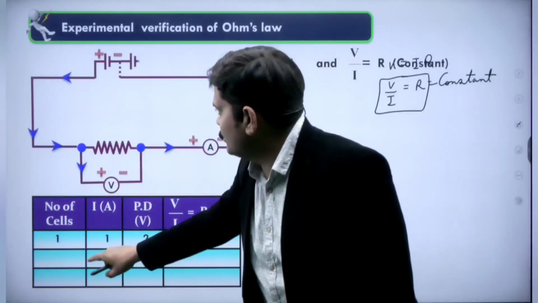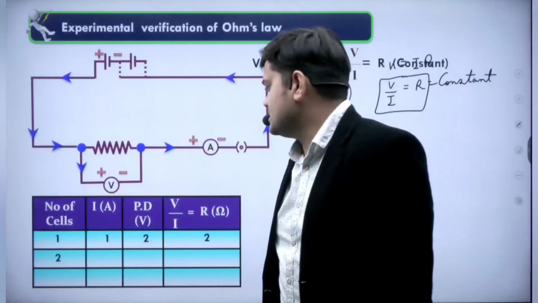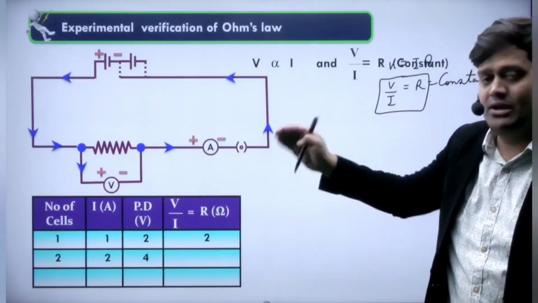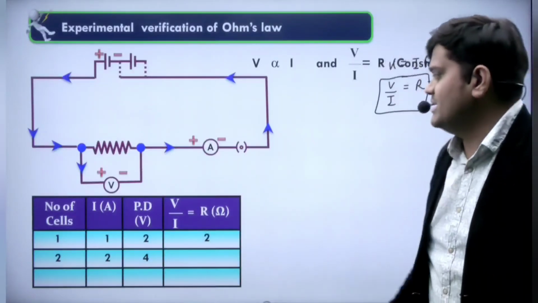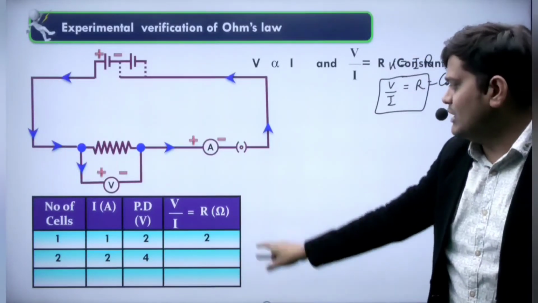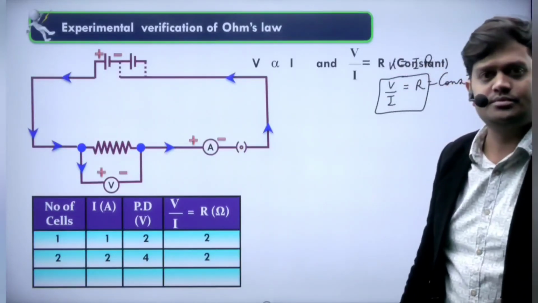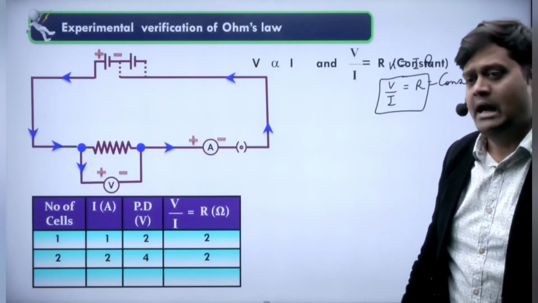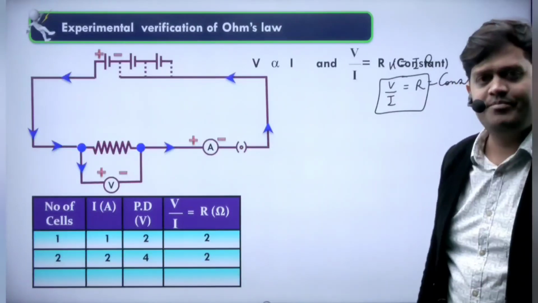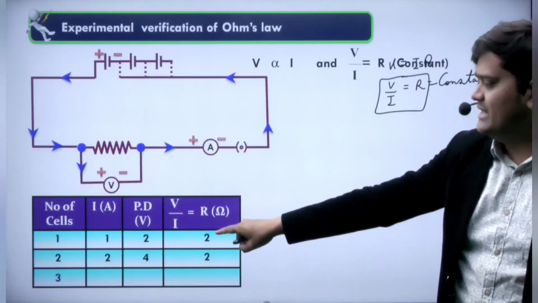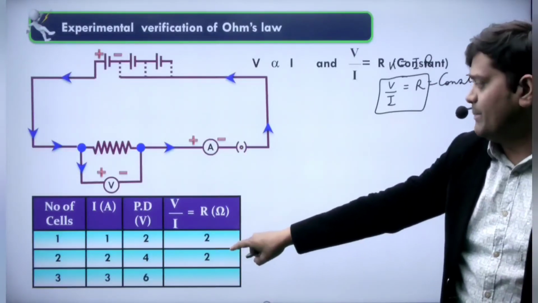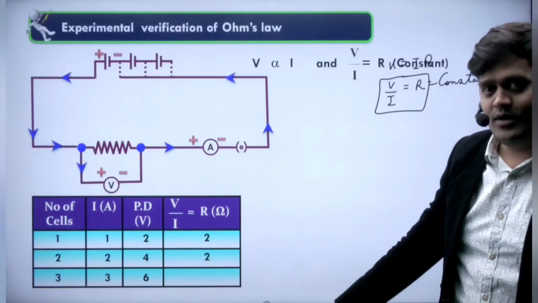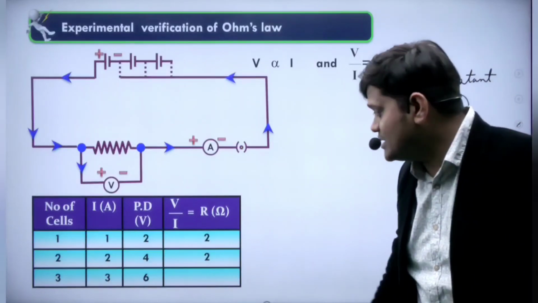So we have two cells. Now the current is 2 ampere, and because the cells are 2, the potential difference increased. Potential difference is 4. Now the R, that is the V upon I ratio, is 2. So R is the same. Now let me take 3 cells. If we have 3 cells, the current is 3 ampere and the potential difference is 6, and the ratio of V upon I is 2.